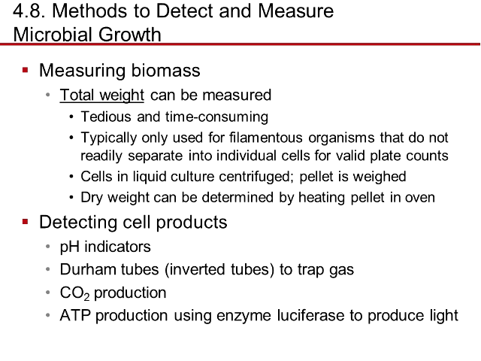We can check byproducts, for instance, the pH created by the cell, the Durham tubes, which are inverted tubes to trap gas, the CO2 production, and ATP, which produces light with the enzyme luciferase. All of these are mechanisms that we use to detect the cell quantity. So what we looked at here is the dynamics of microbial growth.